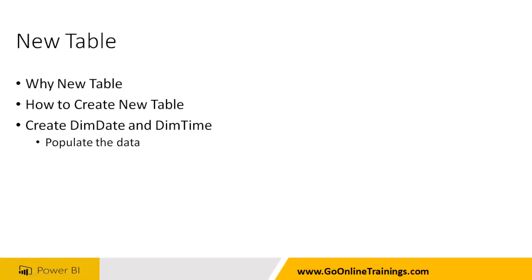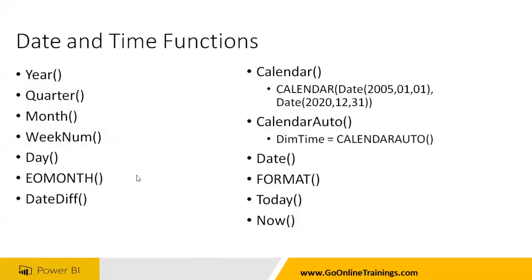So why do we have to create a new table? Whatever tables have been given to you are not at all sufficient to create a lot of summary reports. Clear? Now you have to create a new table. To create a new table, a lot of date and time functions are available: year, quarter, month, week number, day, end of the month, date and time, calendar, calendar auto, date, format, right?